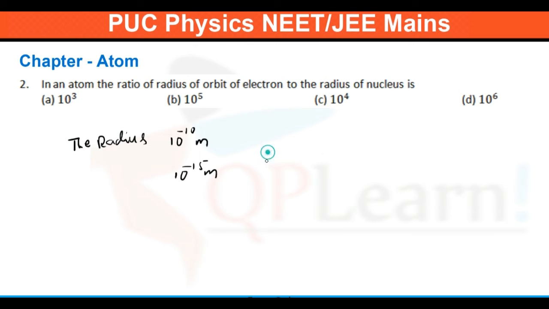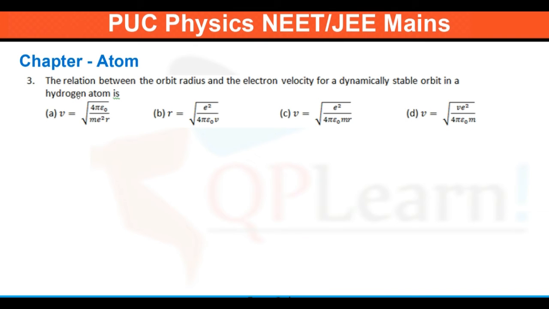The radius of the orbit, 10 to the power of minus 10, divided by 10 to the power of minus 15. Just bring the 10 to the power of minus 15 up. So here 10 to the power of minus 10 into 10 to the power of plus 15. When bases are same, powers we can add. So 10 to the power of plus, because the bigger number is plus, so 10 to the power of 5 is the answer. So here option B.